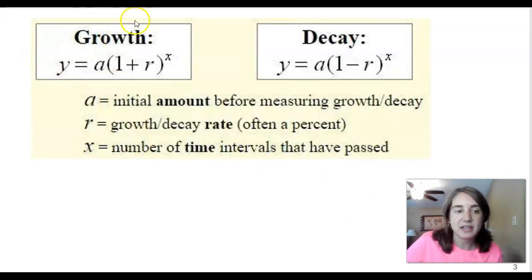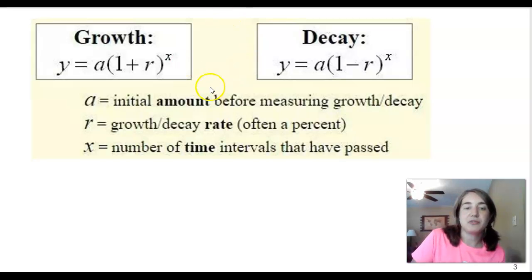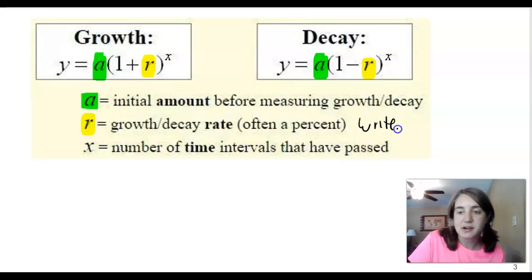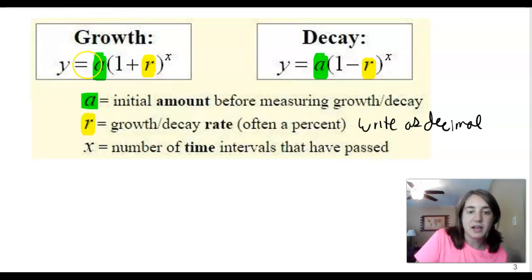Okay, you're going to want to take this and copy this down. This is our basic system or formula for growth or decay. So A for both of them is always our initial amount. R is always our growth rate. It's often a percent, but we write it as a decimal. And then X is how much time has passed, usually.